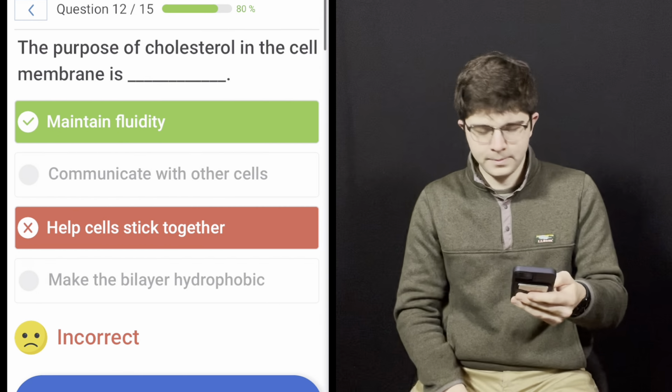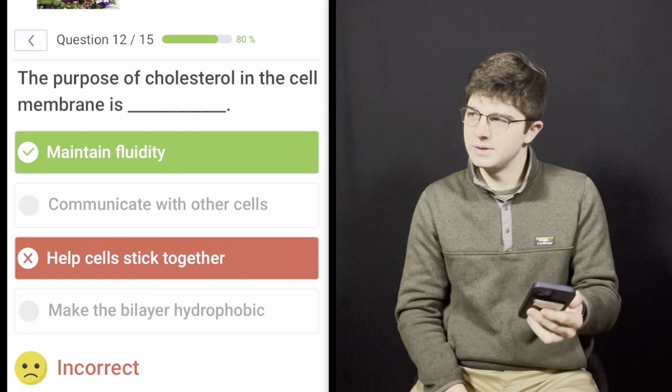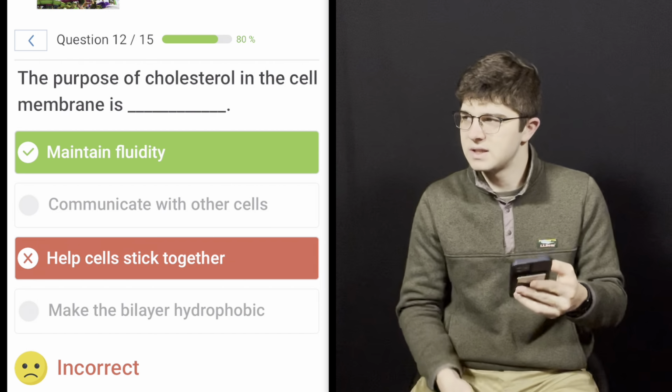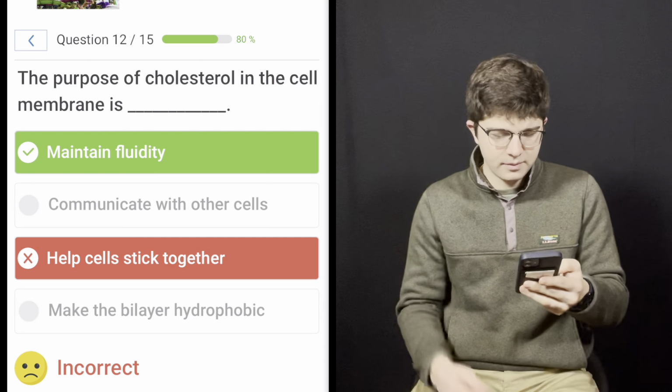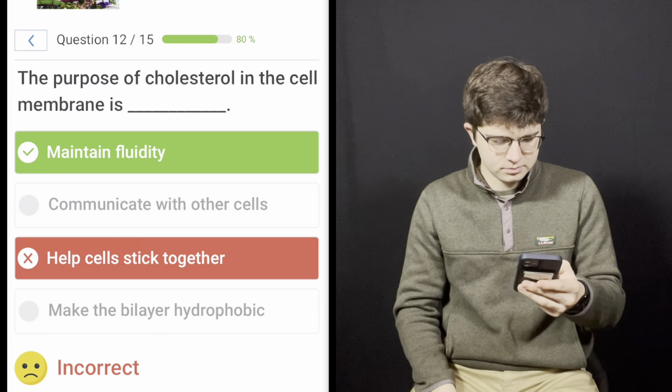Cholesterol? Yeah. I was just thinking that cholesterol sticks if you have too much of it in your blood vessels, so maybe it makes them sticky. When they're in the membrane, they're part of the intermembrane. That's true. So they help with the fluidity. That's true. Okay.